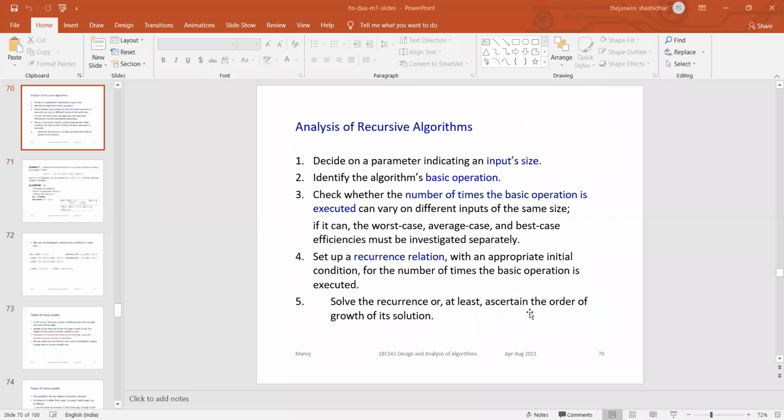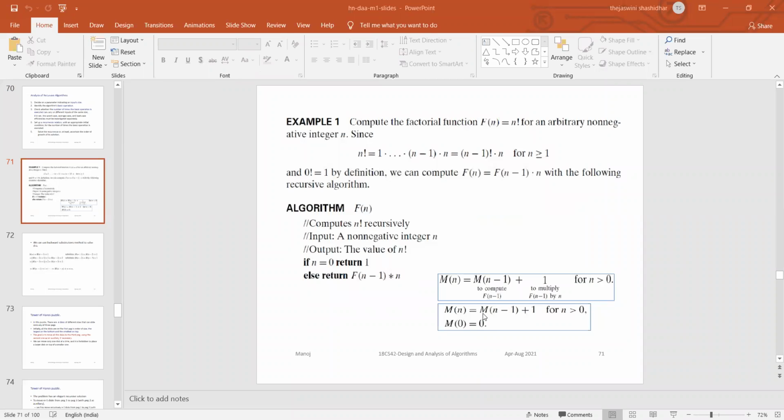Come to this example I have told. The input size we have given is n. The basic operation is the multiplication in n factorial. How many times will it be executed? It depends on the n value. So set up a recurrence relation. What is the recurrence relation? It is m of n minus 1 plus 1.